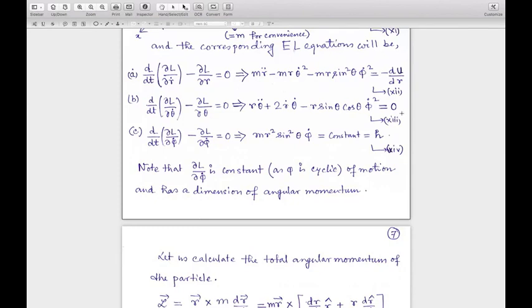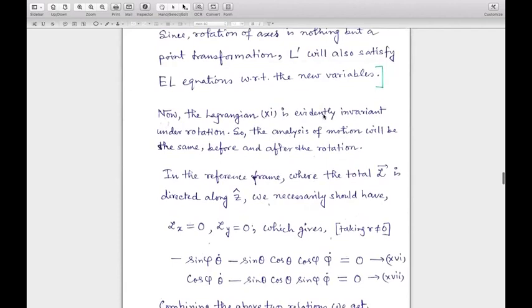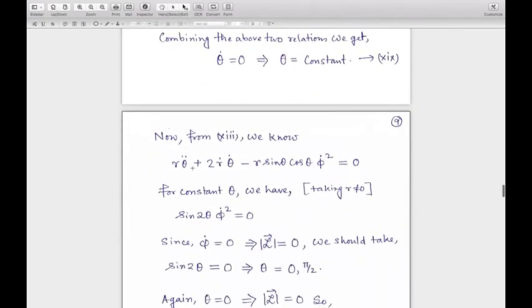So this one, equation number 13, now gives us r theta double dot plus 2 r dot theta dot minus r sine theta cos theta phi dot square is equal to 0. If theta is constant, then both theta dot and theta double dot are 0, and you will have this one equal to 0. Again, r is not equal to 0 for the reason said before. You now have sine 2 theta phi dot square is equal to 0.